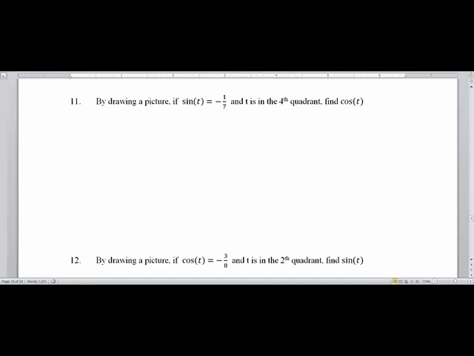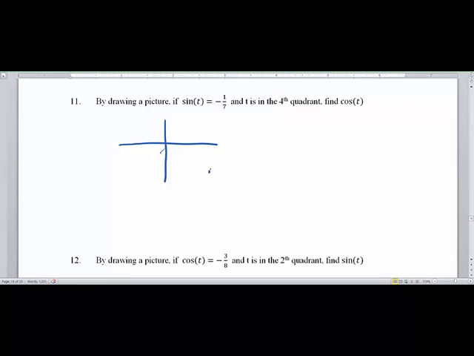So we're going to need a little bit of work with the Pythagorean theorem and also the information given to us by this problem. It says, by drawing a picture, if the sine of t is equal to negative 1/7, and the point t is in the fourth quadrant, find the cosine of t. Now what we're going to do is put a point in the fourth quadrant. We're not sure if this is the exact location of that point, but for the sake of orienting our picture, here we have it.